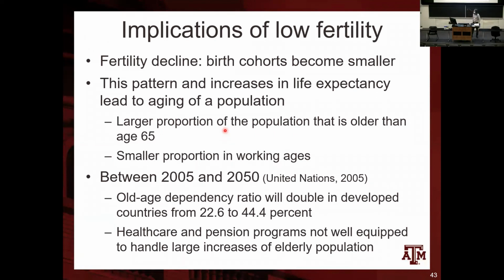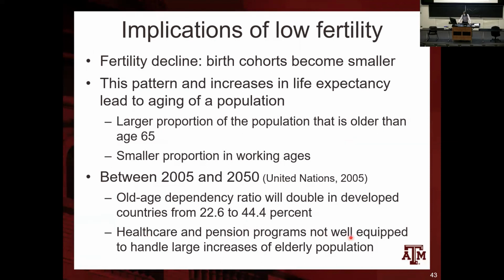Between 2005 and 2050, the United Nations expects that the old age dependency ratio will double in developed countries, from 22 to 44%. How is the old age dependency ratio calculated? We get the number of people with at least 65 years of age divided by those between 15 and 64, multiplied by 100. So it's expected to increase from 22 to 44%.